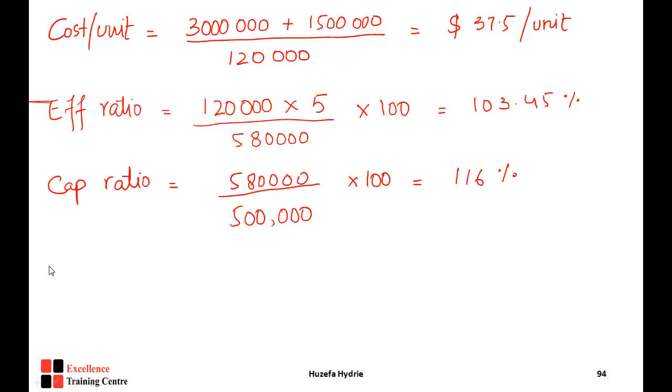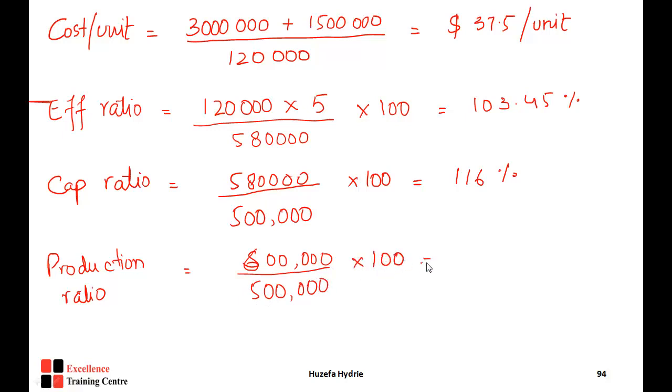The next one is production volume ratio. What's the formula for production volume ratio? Standard hours divided by budgeted hours multiplied by 100. So what is the standard hours? 600. We have already calculated that, 600 divided by budgeted, that is 500, multiplied by 100. So what are we getting? 120. So it means that we have produced more than what we budgeted at the start of the year. Is everyone fine with that? Any confusion up till here?